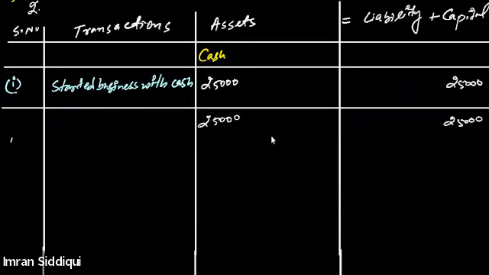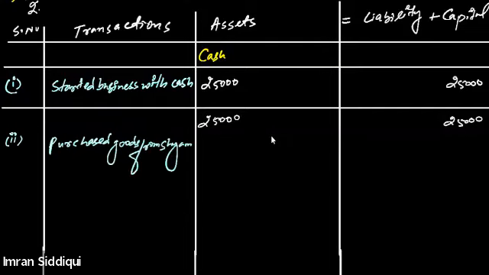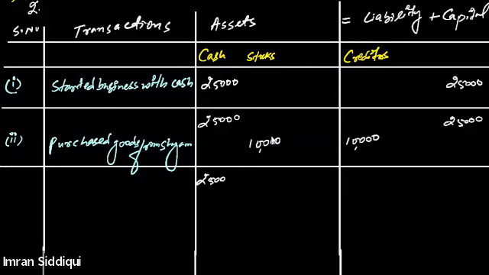First transaction is clear, everyone? Yes, okay. Then in the second transaction, it says that Gopinath's business purchased goods from Shyam. Since the name of the supplier is written, that means we must have bought goods on credit. When we buy goods on credit, first of all, the stock of goods will increase in the business, and at the same time, creditors will also increase. So stock will increase by 10,000 and creditors will also increase by 10,000. Then we prepare a new equation. The equation will be 25,000 plus 10,000, and on the liability plus capital side, 10,000 plus 25,000.